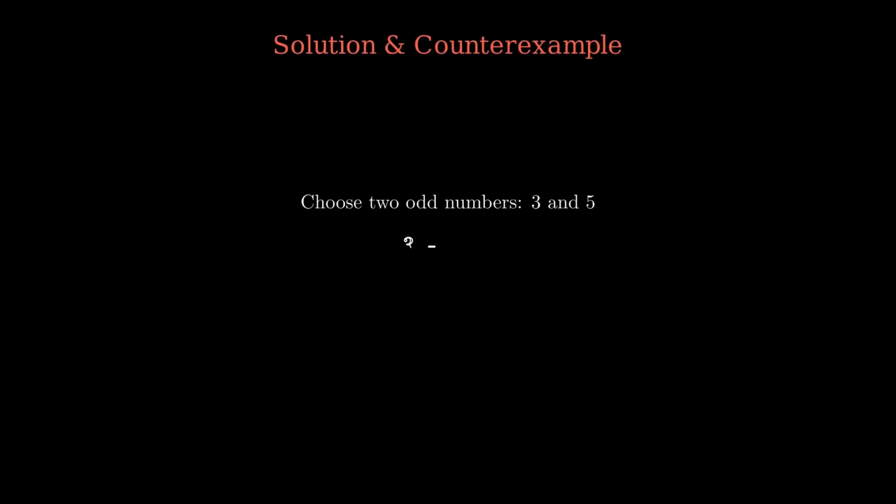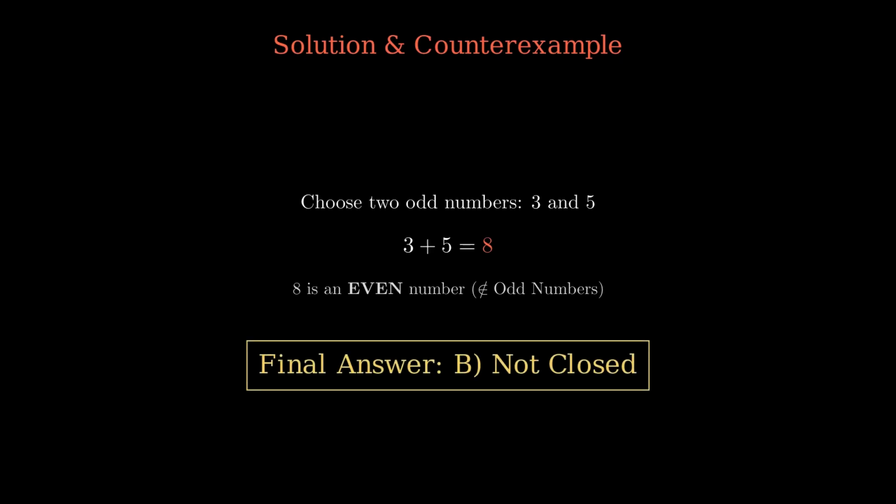Let's look at the answer. The correct choice is B. It is not closed. To prove this, we can find a counterexample. Let's take two odd numbers, 3 and 5. When we add 3 and 5, the result is 8. Since 8 is an even number, it escapes this set of odd numbers.